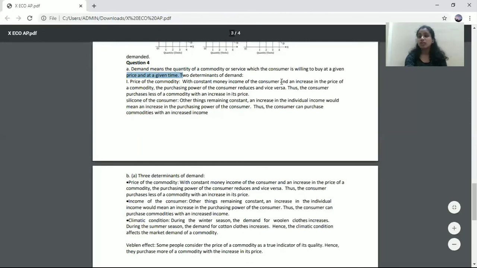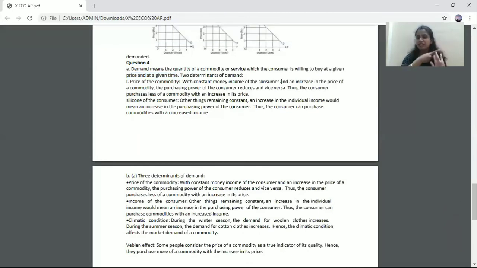So these are the 4 keywords that have to be there: quantity of a commodity, willing to buy, price, and given time. So if these 4 keywords are there, then you can go ahead and write it in your own words. It may not be exactly word to word, but these 4 keywords have to be there. So you've written the explanation for what demand is. Now moving on to the next part of the question, that is, what are the 2 determinants of demand? What are the 2 factors affecting demand?